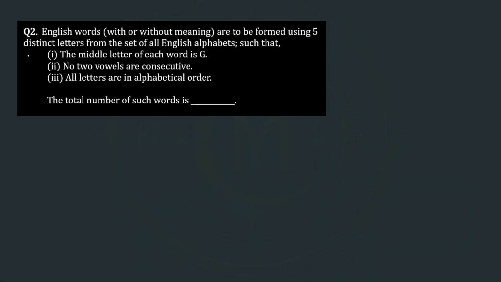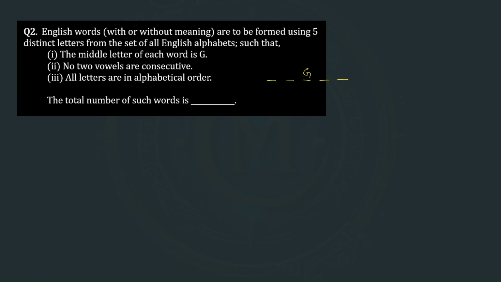The next question says that English words, with or without meaning, are to be formed using 5 distinct letters from the set of all English alphabets such that the middle letter of each word is G. Okay. No two vowels are consecutive. Okay. And all letters are in alphabetical order. So let us understand this situation. Here is a word of 5 letters. The middle letter is G. And the letters of these words are in alphabetical order. So every letter of this word must be in alphabetical order. Okay. And no two vowels are consecutive.